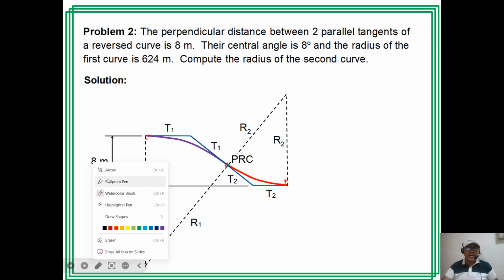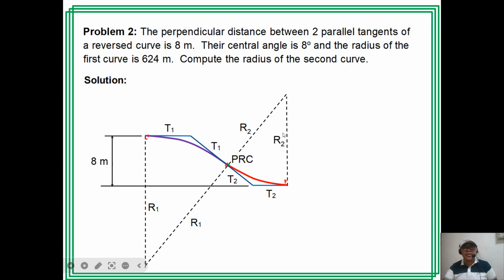Okay. So the question is, compute the radius of the second curve R2 if the radius of the first is 624. So this is I. By the way, they have the same I. So notice, this is I, this is also I. So the two curves have the same central angle. With R1 equal to 624 meters, what is the length R2?